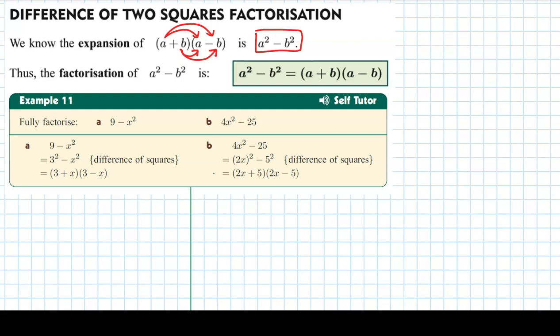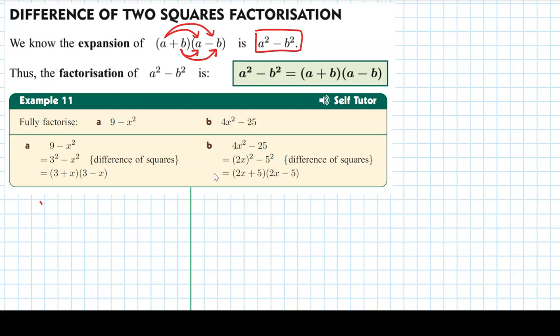So the first thing you always want to ask yourself is, is there a common factor that we can take out? In both of these examples, there's not actually a common factor, so that first step we don't have to worry about. What we need to try and get now is into this form of a squared take b squared. With the first one, the second term is already in its squared format, x squared, so that's fine. But the 9 at the moment isn't in that format. So we need to change that so that 9 is something squared.